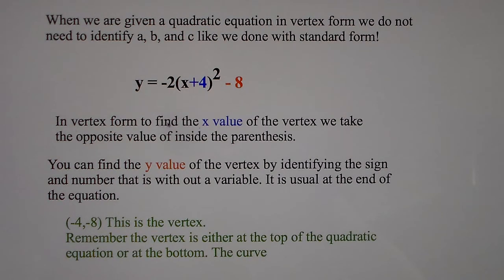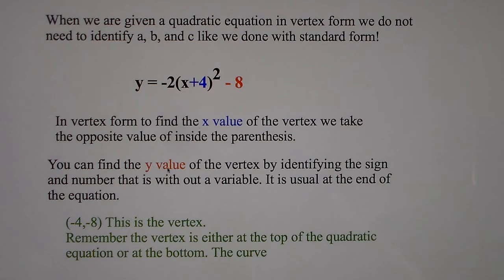In vertex form, we find the x value of the vertex inside the set of parentheses here. So here we have x plus 4. What we actually got to do, instead of it being positive 4, we take the opposite value of the inside of the parentheses. So the opposite of plus 4 will be negative 4, which you'll see here in our answer is negative 4. That's our x value.